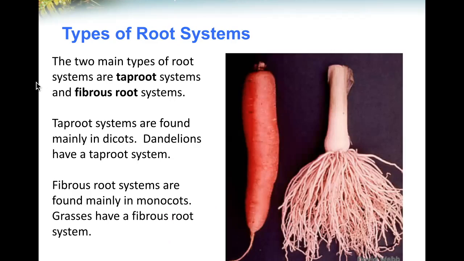The two main types of root systems are taproot systems and fibrous root systems. The taproot system is found mainly in dicots. Dandelions have a taproot system. Fibrous root systems are found mainly in monocots. Grasses have a fibrous root system.